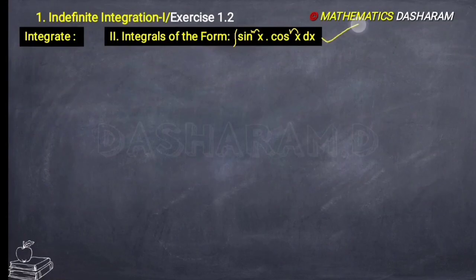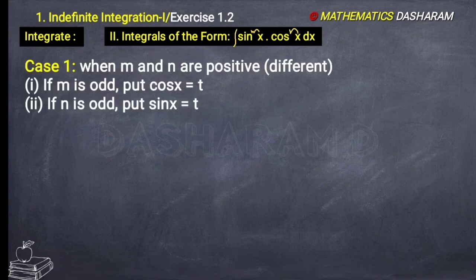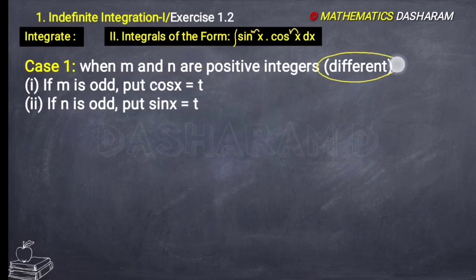The second type of questions in this exercise are integrals of the form sine to the power of mx into cos to the power of nx. So how to find the answers for this type of questions? Before solving these types of questions, we need to remember some important points. In the first case, when m and n are positive integers and those positive integers are different.